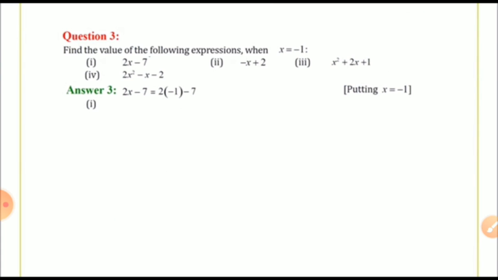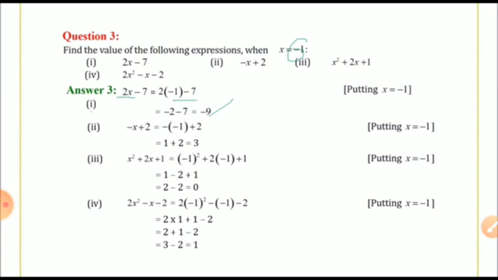Very good. Question number 3 of exercise 12.3. Find the value of the following expressions when x is equal to minus 1. Beta, here also you have nothing to do, just put minus 1 in place of x. I cannot explain more regarding this one. 2 into minus 1 minus 2 and minus 7 together will give you a minus 9. In bracket you can write, put x is equal to minus 1.